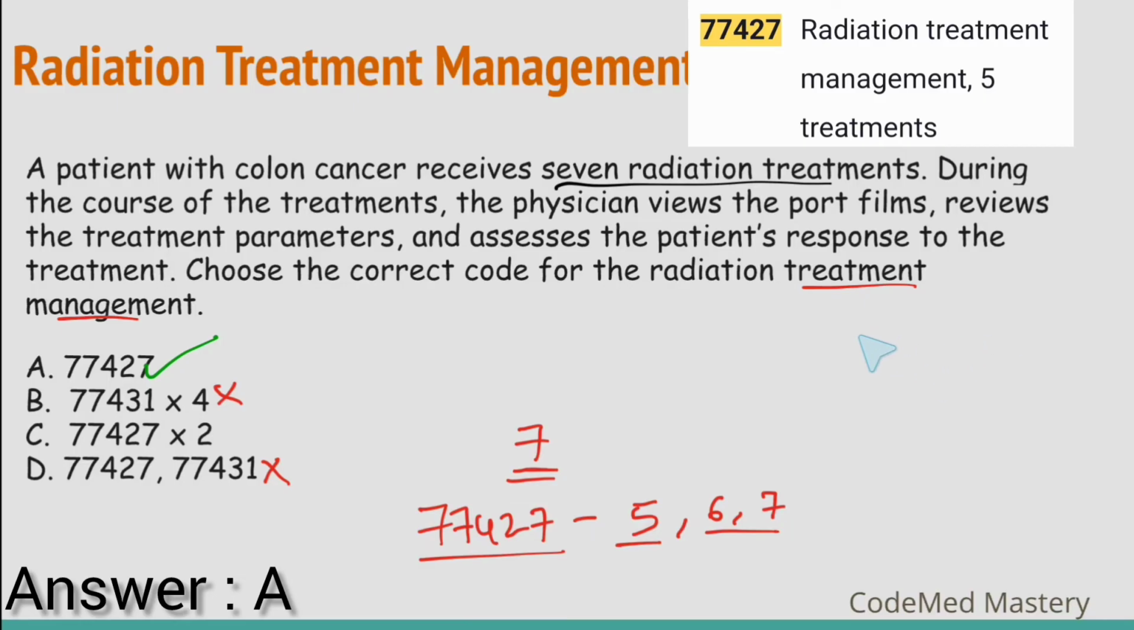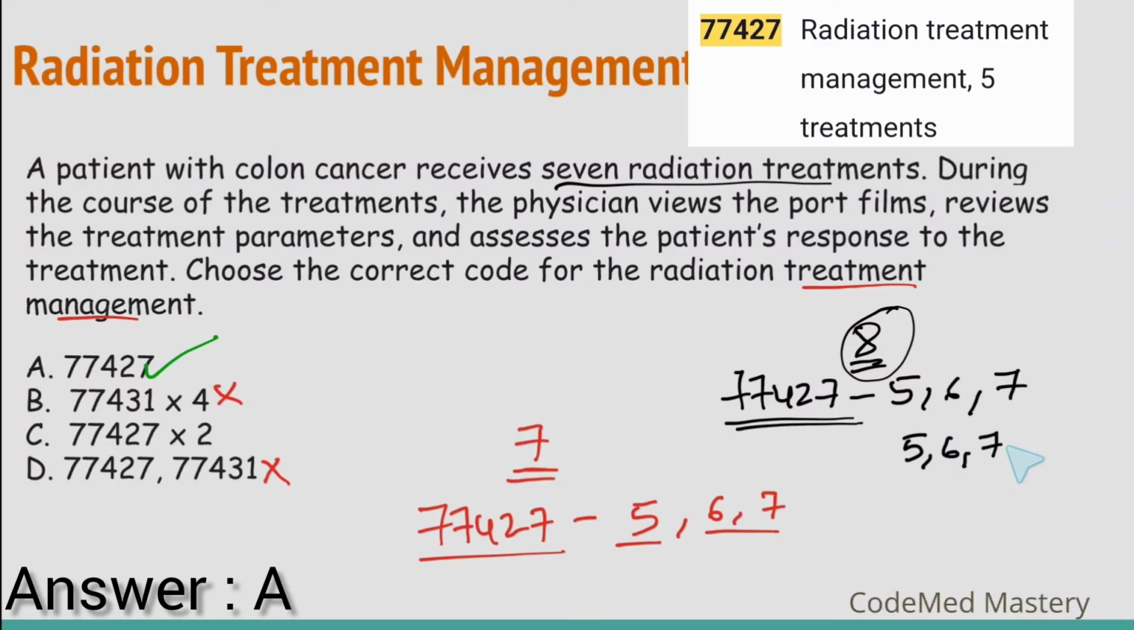For example, in the question, if they had mentioned 8 treatments, then you would code 77427 for the 5 treatments, and beyond that, if there are 1 or 2 fractions, you are not going to multiply 77427. But here there are 8 fractions. So 5, 6, 7, 8. So it became 3 fractions after a multiple of 5. If there are 3 or 4 fractions beyond a multiple of 5, then we'll have to multiply 77427. So if there are 8 treatments, we'll use 77427 2 times. I hope you're clear with it.